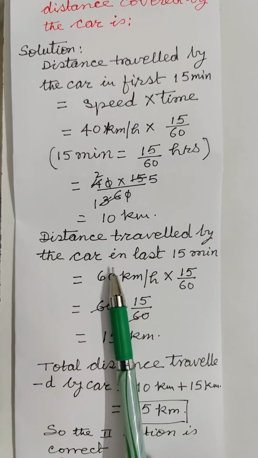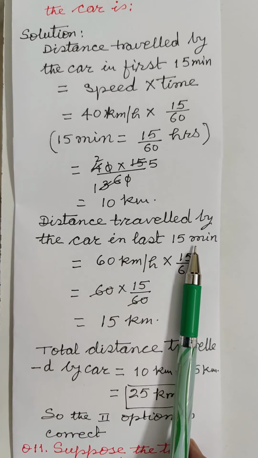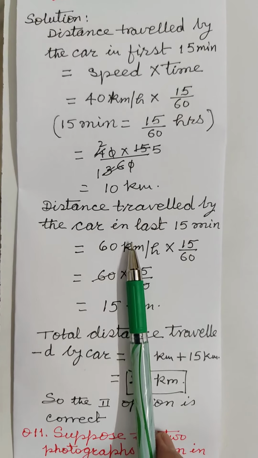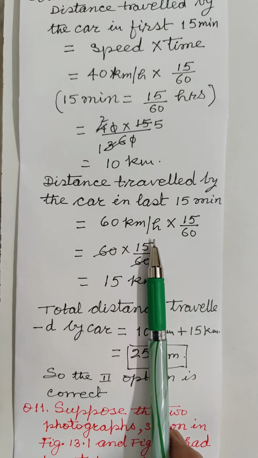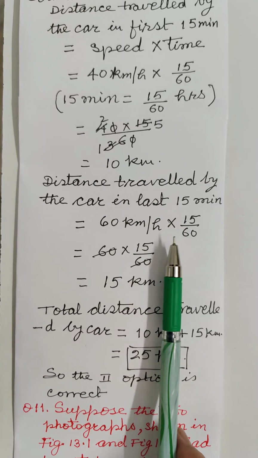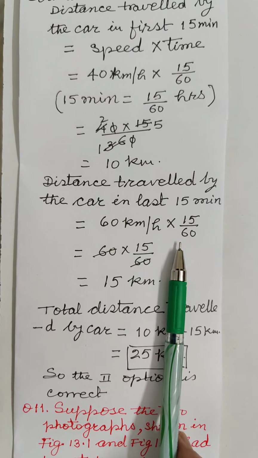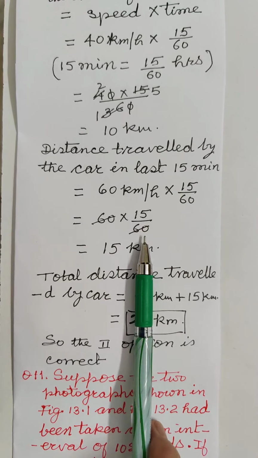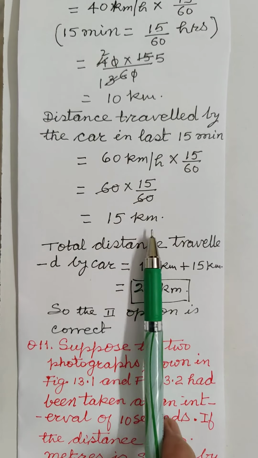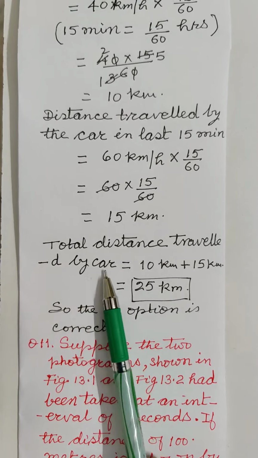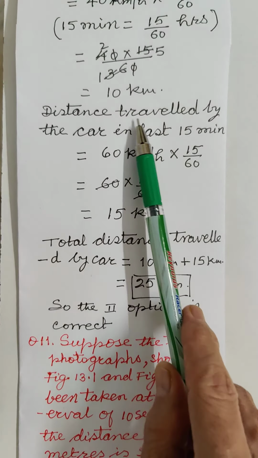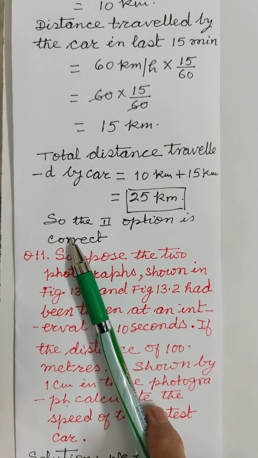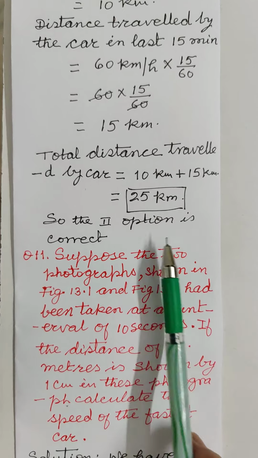This was the distance travelled by the car in the first 15 minutes. Now the distance travelled in the last 15 minutes. Speed was 60 km per hour into time taken 15 minutes. So 15 upon 60 in hours we are turning. So 60 is cancelled with 60. We are getting 15 km. Total distance travelled by the car is equal to 10 km plus 15 km, which means 25 km. So the second option is correct.